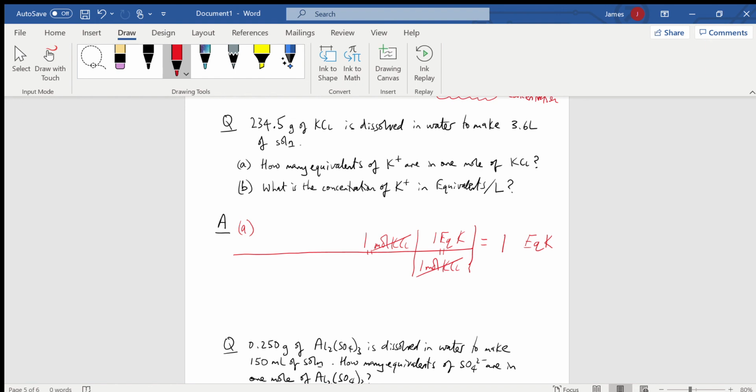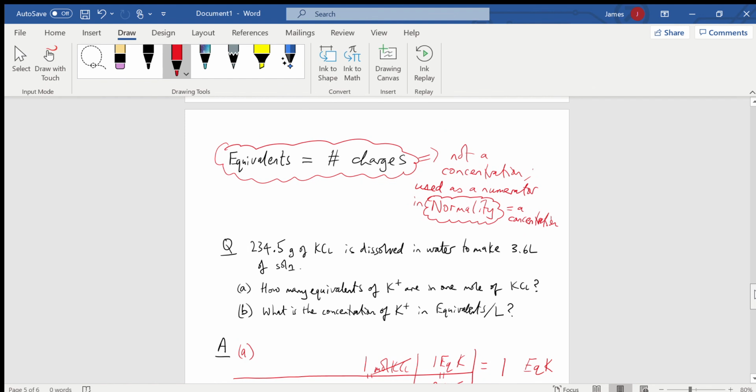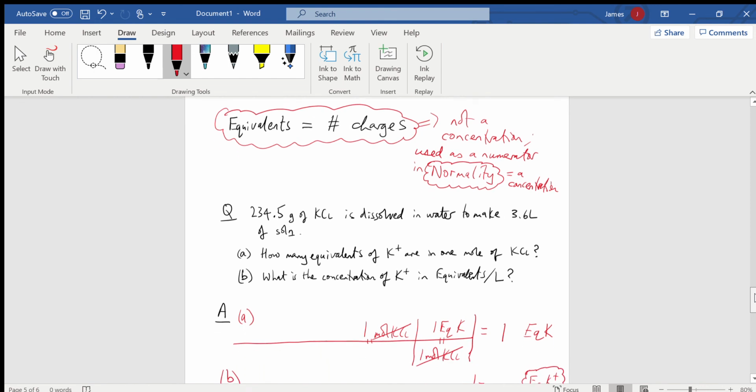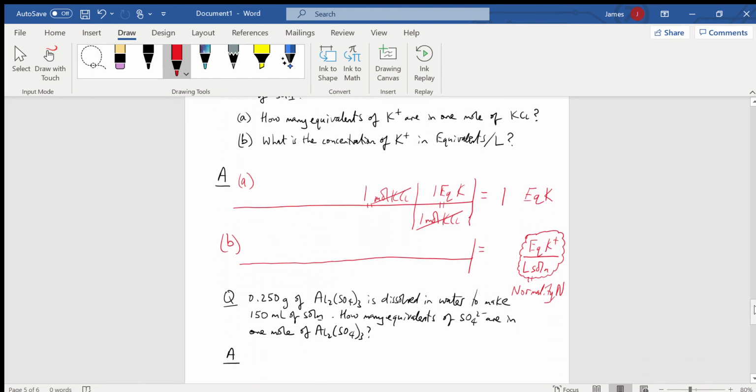Okay, second question, part B. What is the concentration of K in equivalents per liter? So I need equivalence of K per liter of solution. Now this, folks, is a concentration. This is normality, capital N. So this is our preview, what we mentioned earlier. Equivalence itself is not a concentration, but normality is. We just had to involve a denominator. So equivalence per liter, that's normality. I could have said, what's the normality?